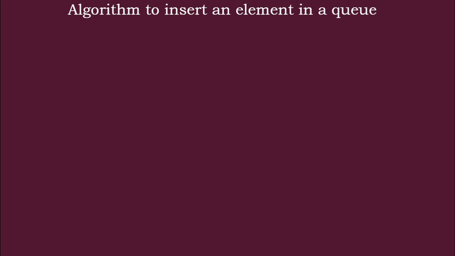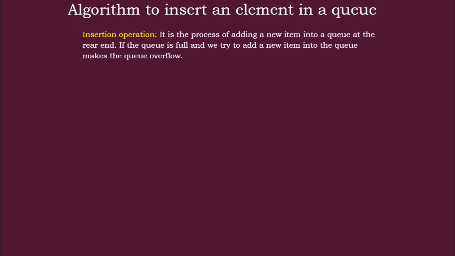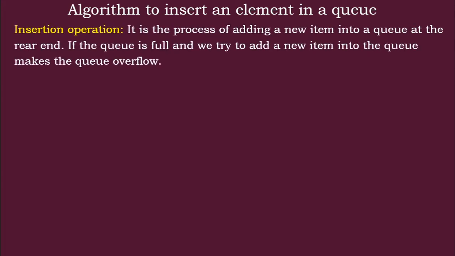So we also know that insertion takes place through the rear end of the queue and deletion takes place from the front end of the queue. And also we know that queue is a first in first out data structure. It's a linear data structure. Let us see the algorithm first, how to insert the element, and before that we'll see what is insertion. It is the process of adding a new item into the queue at the rear end.